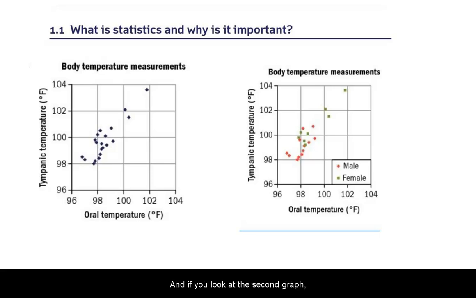And if you look at the second graph, it shows again the temperature of the same 20 people, but now the gender of each person is identified, so we have male and female. We see that there is even more variability. It appears that males and females may have different body temperature characteristics. So we are surrounded by variations. Essentially, the unpredictability of life helps us use statistics in order to make right and better decisions.